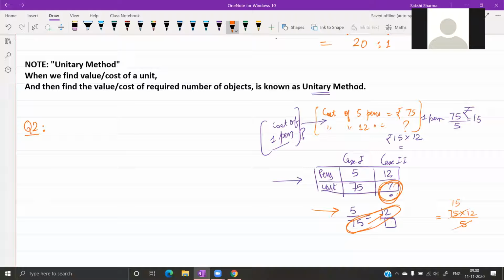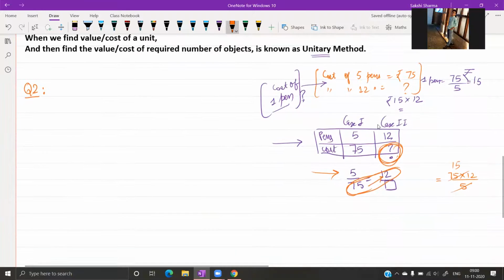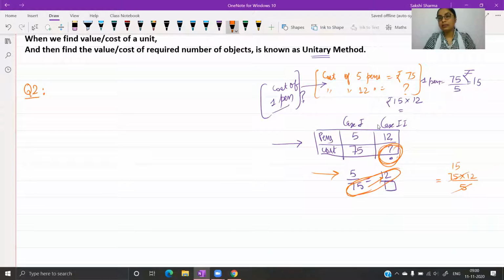Ma'am, why will it be divided by 5? Beta, this is how we solve. Ma'am, remember it's this? Not me. Ma'am, it's Kartavya. Sorry, yeah, Kartavya, it's Kartavya. I just saw that. Kartavya, beta, you remember doing these questions? Okay, I'll tell you one thing now.